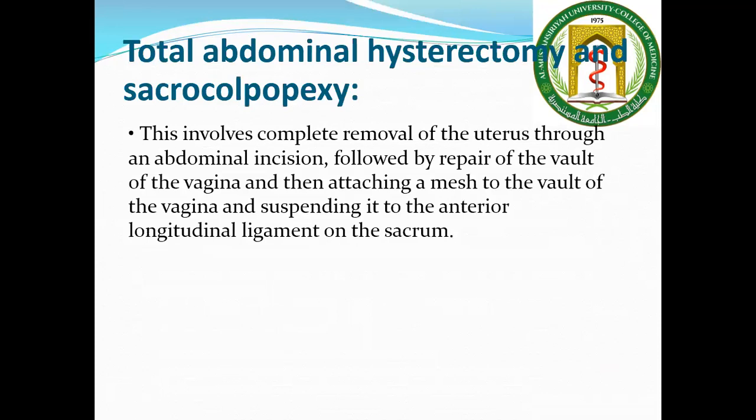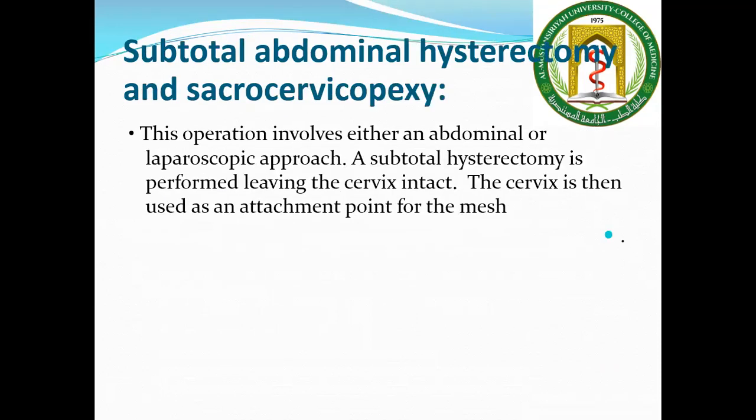Total abdominal hysterectomy and sacrocolpopexy. After we do total hysterectomy, we fix the vaginal fornix to the sacrum. So after that, we do sacrocolpopexy by mesh. Subtotal abdominal hysterectomy: we remove the body of the uterus and we keep the cervix, and then we do sacrocervicopexy. We suture the cervix to the sacrum.